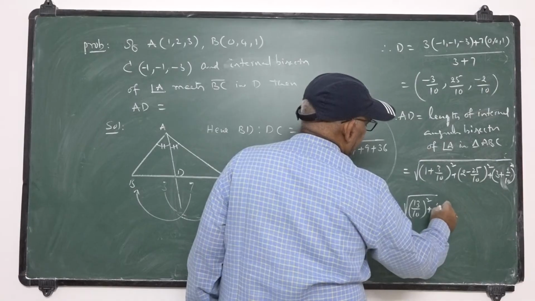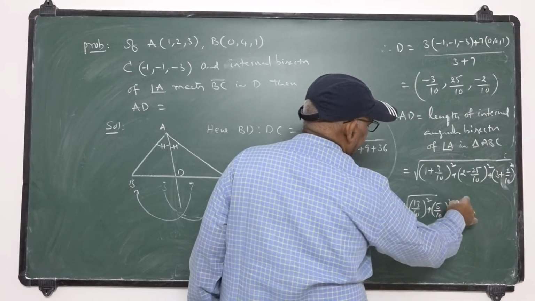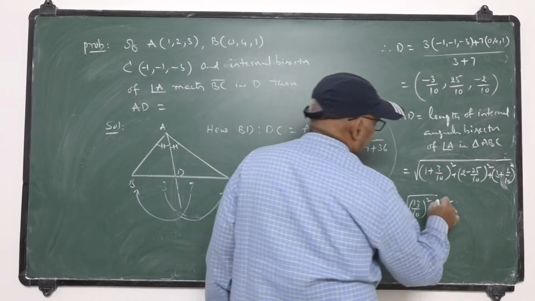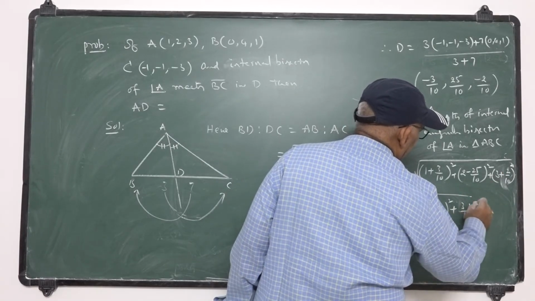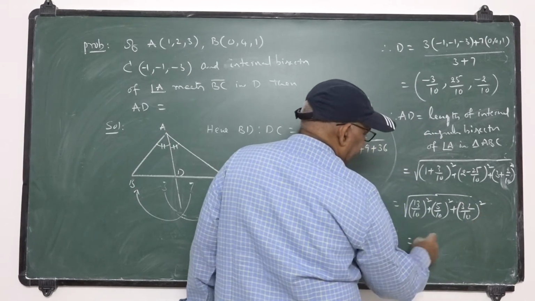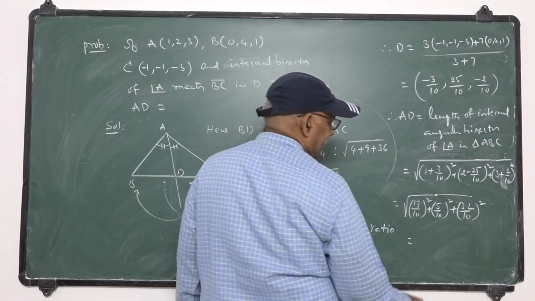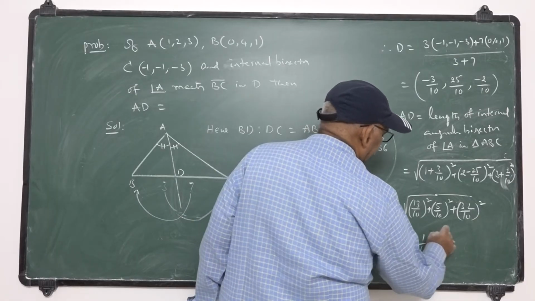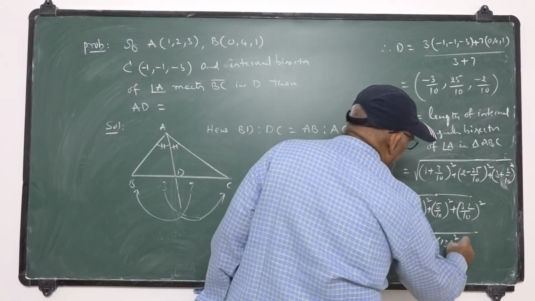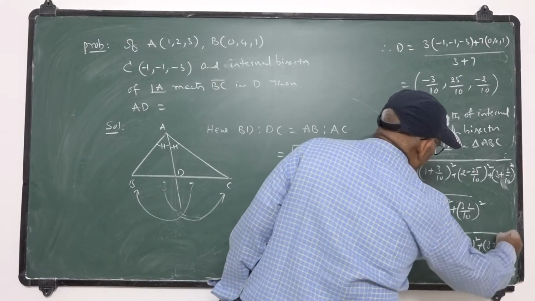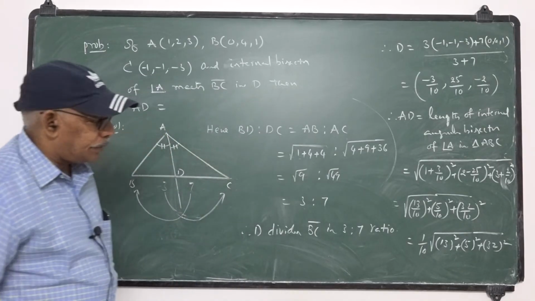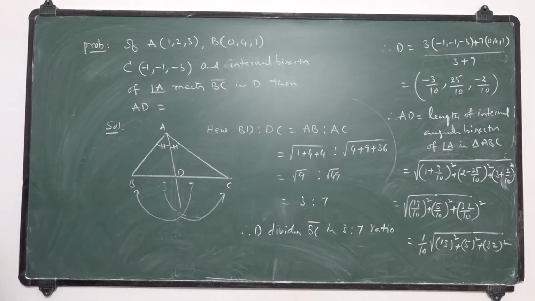This is 20, that is 5 by 10 whole square, minus 5 by 10 whole square, and the same. 30 plus 2, 32 by 10 wholes. You can take 1 by 10 square common, so that we get 1 by 10 square root of 13 square plus 5 square plus 32 square. On simplification, we get the required internal angular bisector length in the triangle.